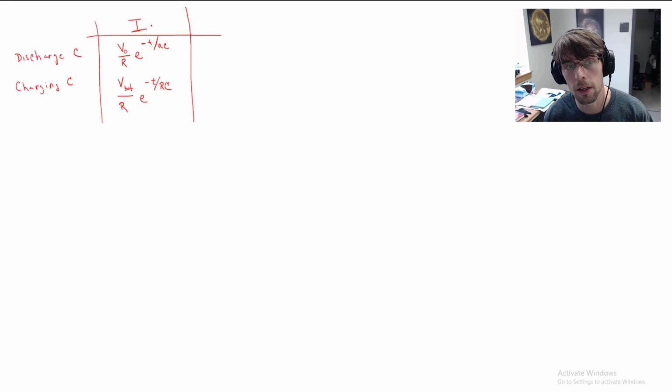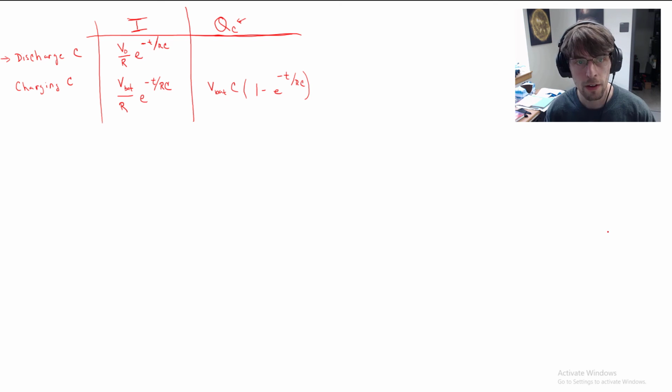But now this is the current running through the resistor. If we're talking about the charge on the capacitor, for the charging capacitor, this would be something like V battery times your capacitance and 1 minus e to the negative t over RC. So for the discharging capacitor, we had something like Q naught. That would be the initial charge, the initial potential difference on the capacitor times C. And we had this e to the negative t over RC.